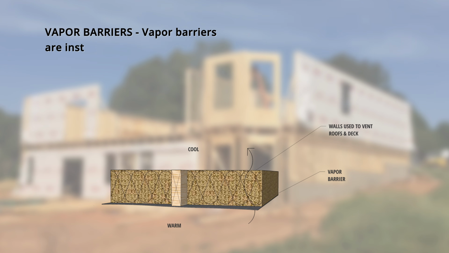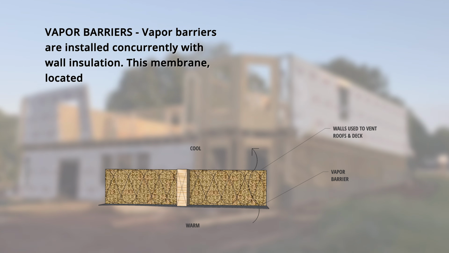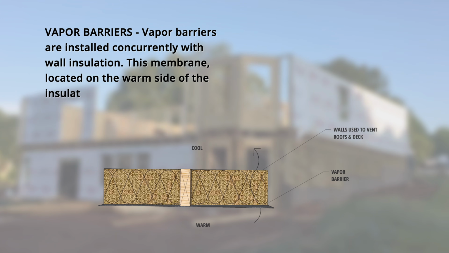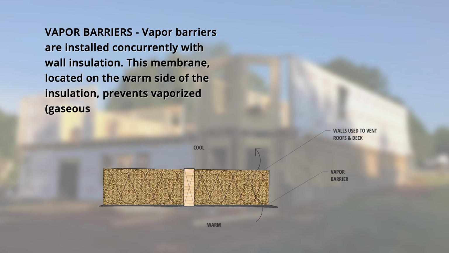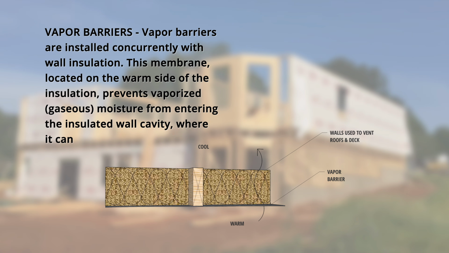Insulation. Vapor barriers. Vapor barriers are installed concurrently with wall insulation. This membrane, located on the warm side of the insulation, prevents vaporized, gaseous moisture from entering the insulated wall cavity where it can condense. Take a look at this illustration.